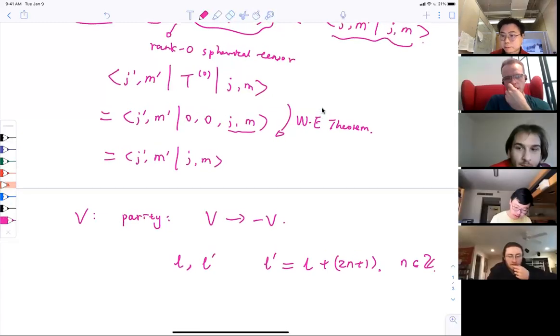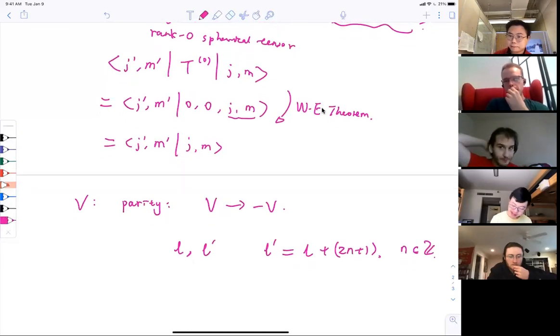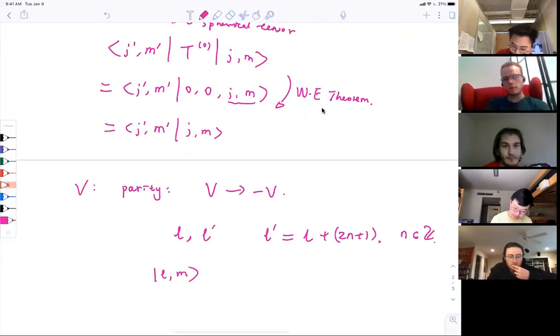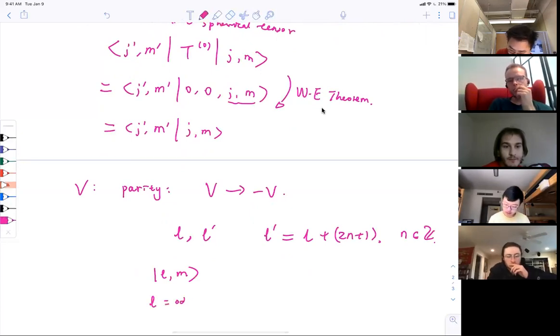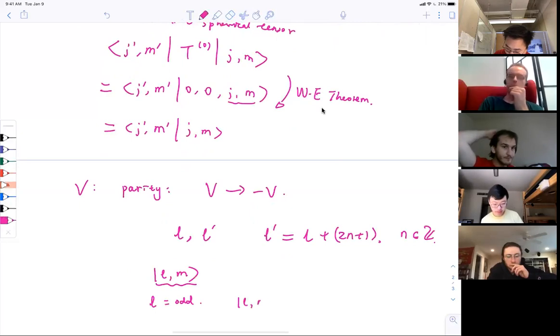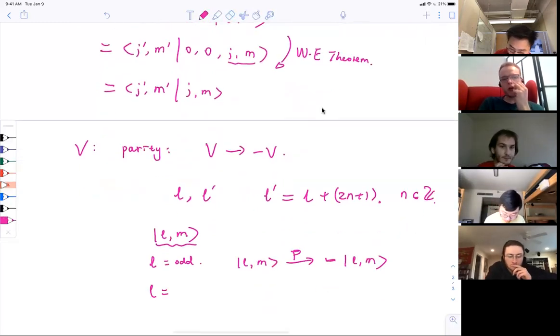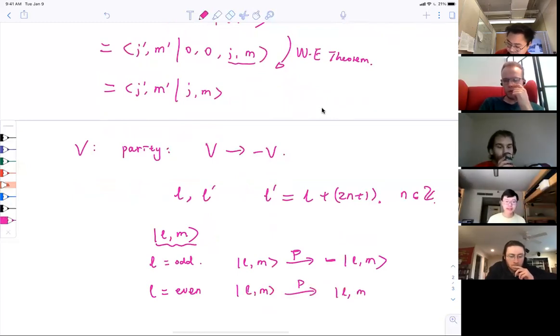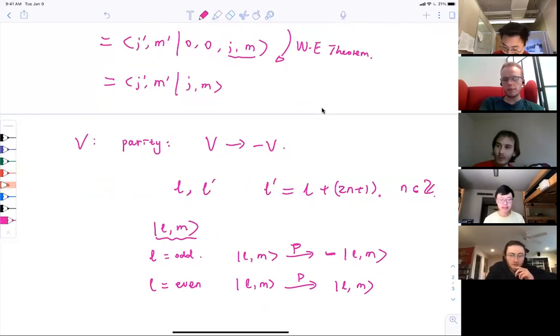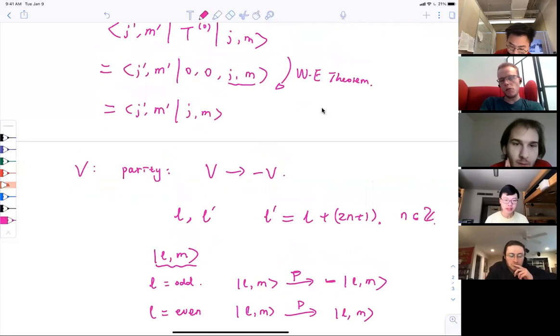Could you explain why that is? It's because like this kind of state, if L is odd, then this would become minus this under the parity operation. If it is even, then under parity, it remains the same. And is this due to the radial part of the wave function? No, it's the angular part. It's due to the L.